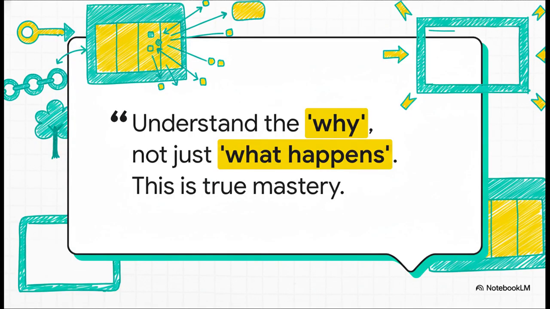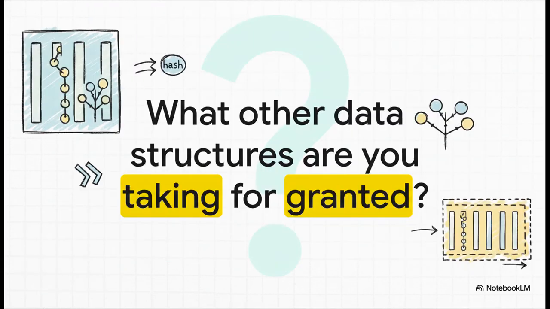And that really brings us to the core idea of this whole explainer. It's one thing to know what happens when you call put, but it's a completely different level to understand why it happens. Why mix the hash? Why turn a list into a tree? Why resize at 75%? That deeper understanding of the why, that is what separates a good developer from a truly great one.